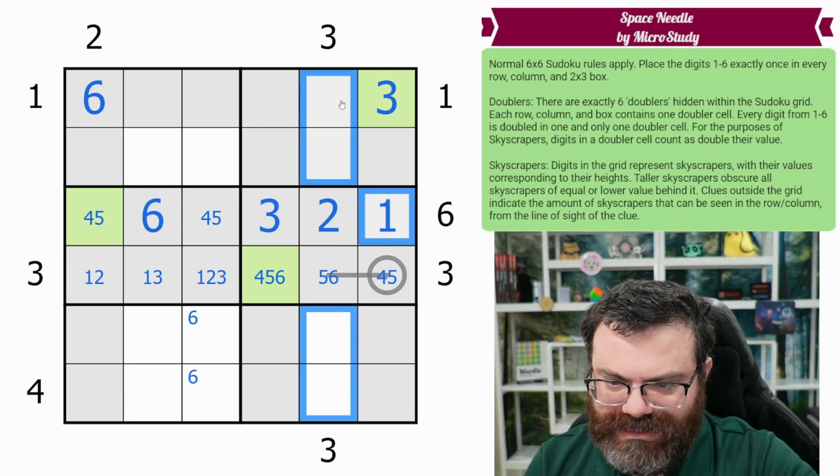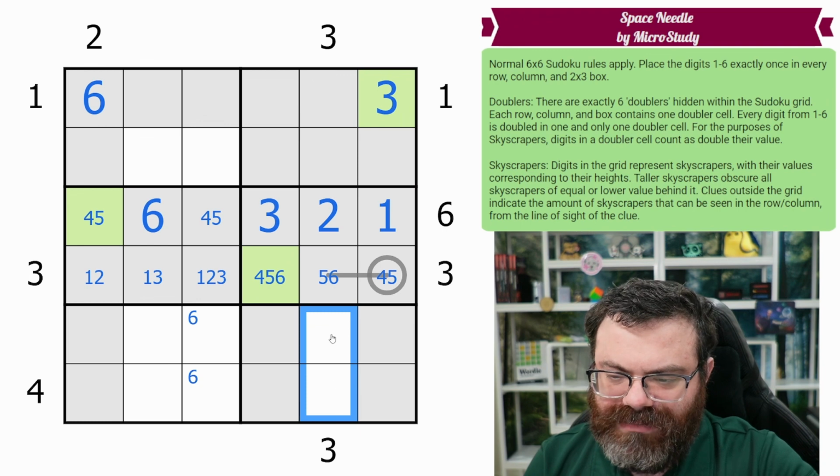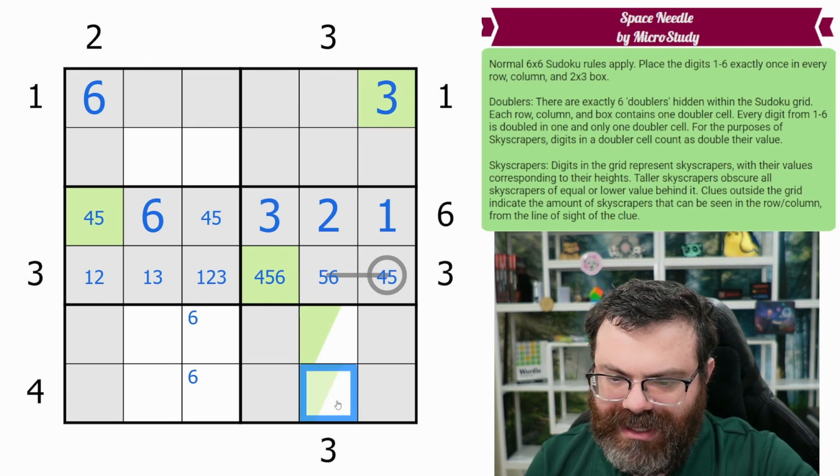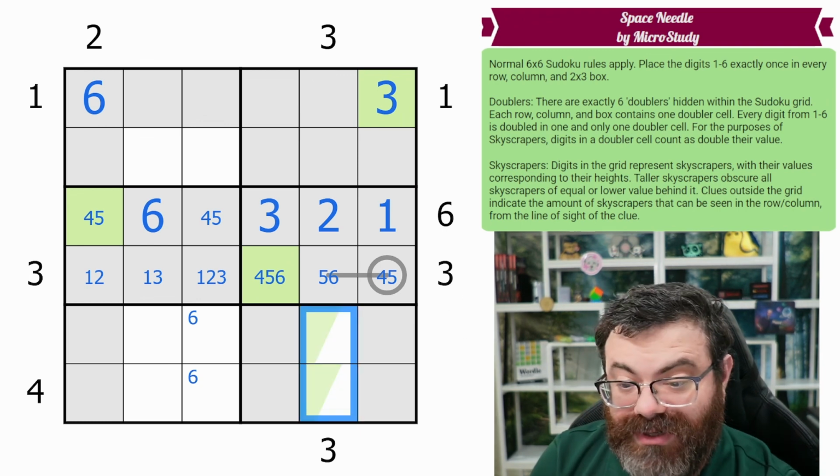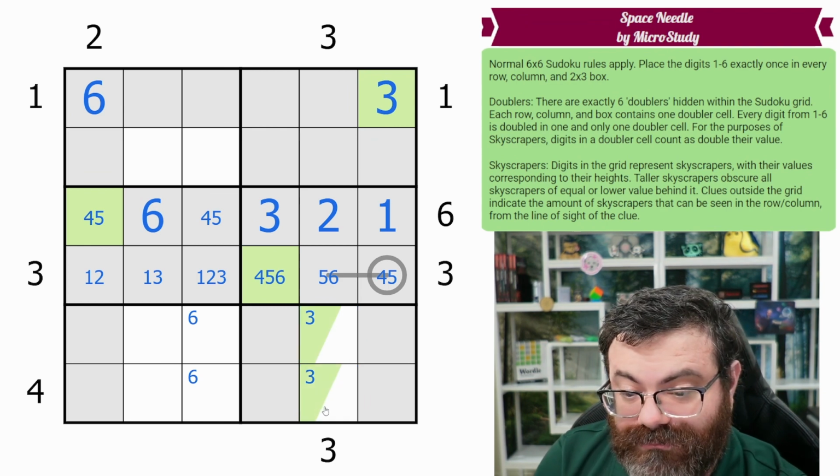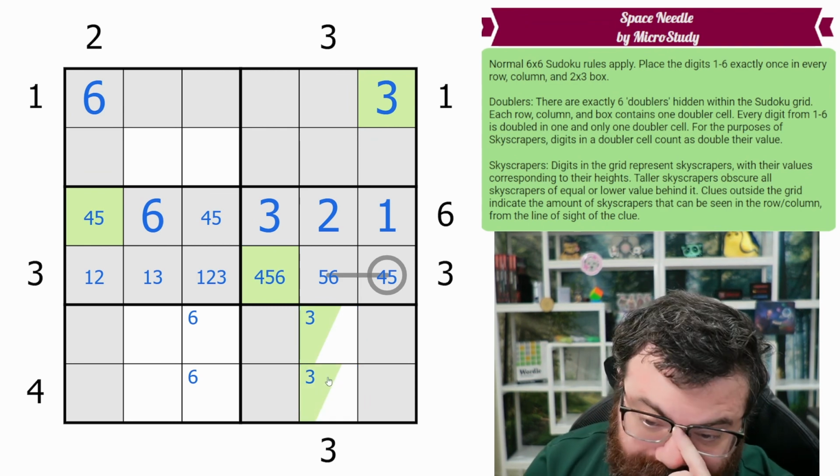Maybe it is these 3s. All right, we know there's a doubler down here. One of these 2 is a doubler. Let's mark that. Also, one of them is a 3. Okay, and I can tell you that the 3 is not the doubled value.